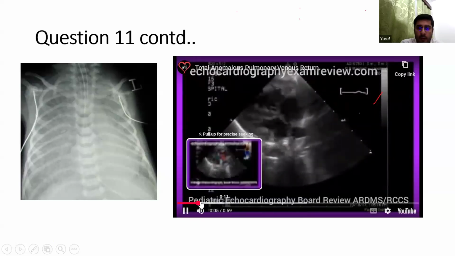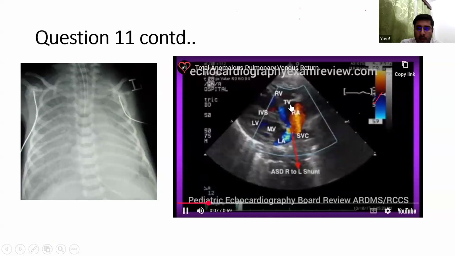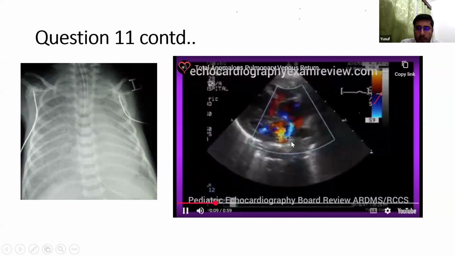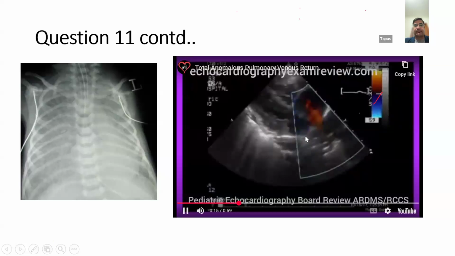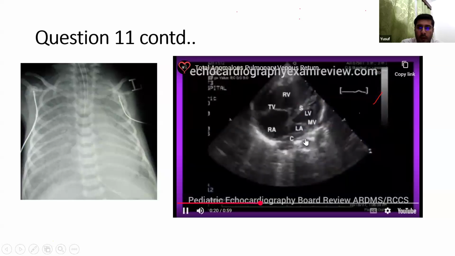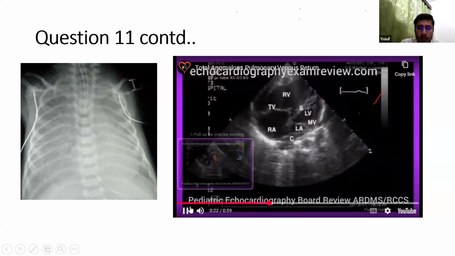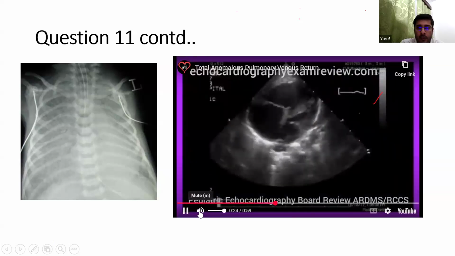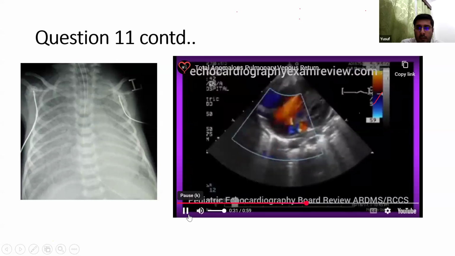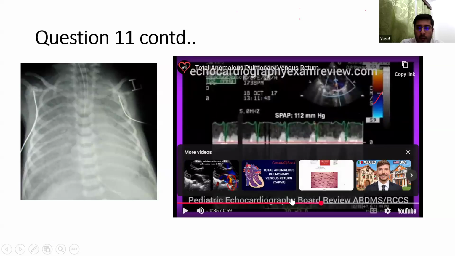The important thing which we'll be noting in this echo is, you can see, the right to left shunting which is happening across the PFO. Can everyone make out this right to left shunt? We'll be emphasizing the important aspects. The other thing which we can see in this is the dilated RA and RV. The third thing we can see is the TR jet. Can you appreciate the TR jet? And this is the measurement of your TR gradient.